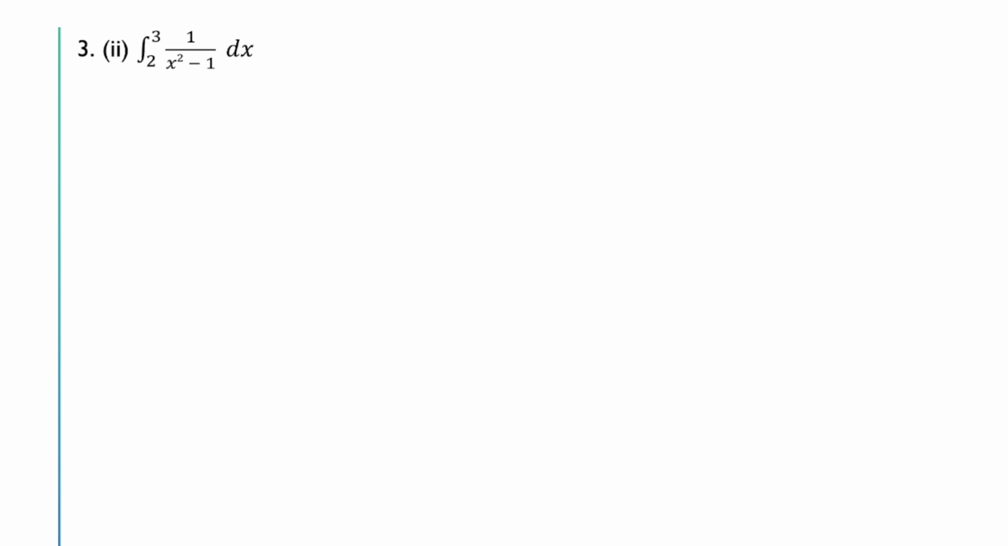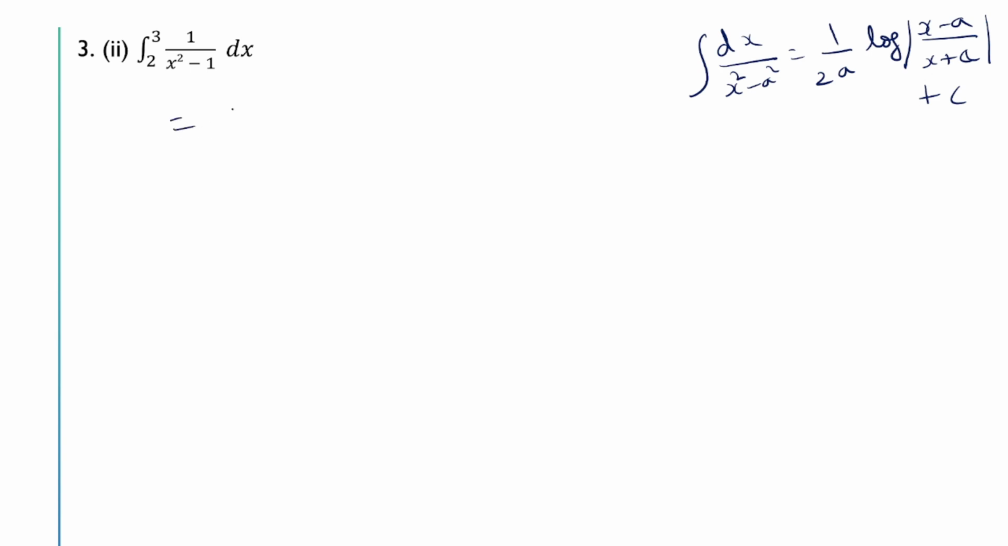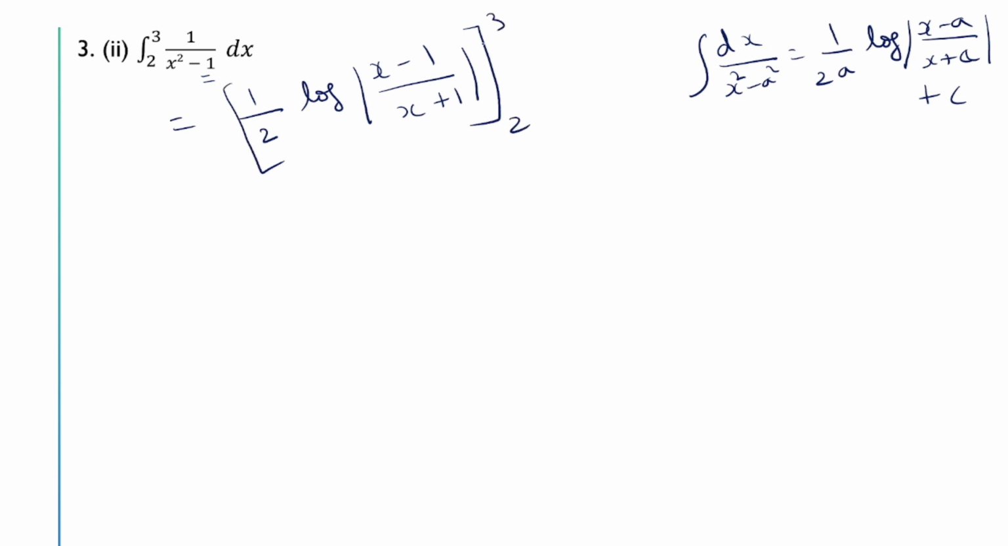Next question, integral from 2 to 3 of 1 by x square minus 1 dx. Now we have studied a special form of integral. Integral dx upon x square minus a square is equal to 1 by 2a log mod x minus a upon x plus a plus c. So using that integral we can write this as 1 by, here a is 1, 1 by 2 into 1 log mod x minus 1 upon x plus 1 with the limits 2 to 3.